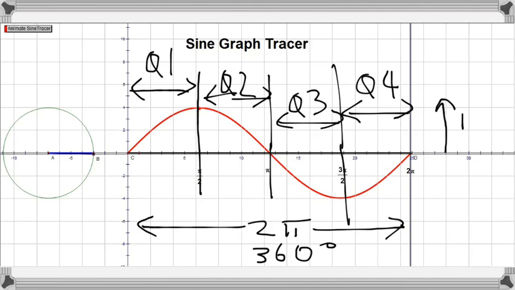It's really, really interesting, isn't it? So I hope you got something out of that. It really brings it to life, I think, when you can see it traced in that way.